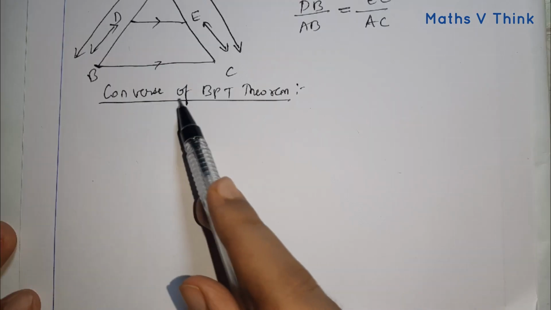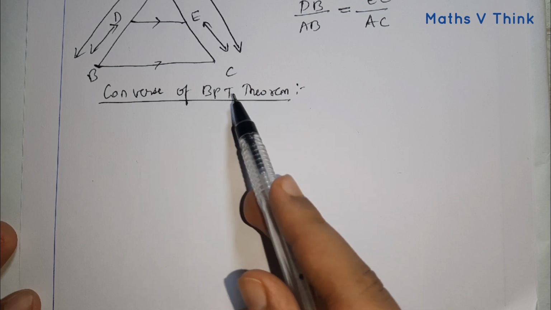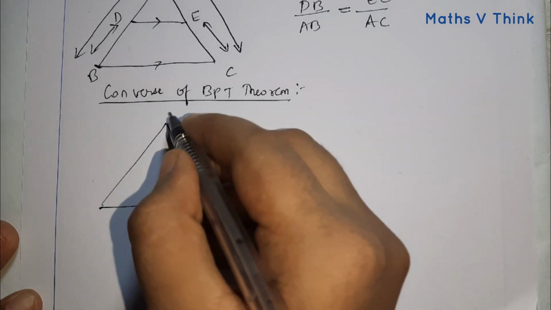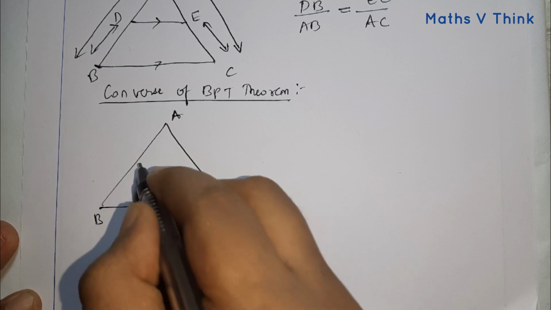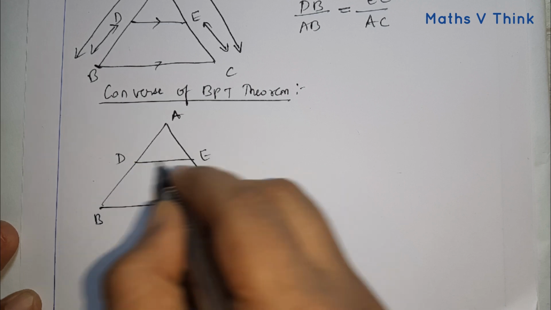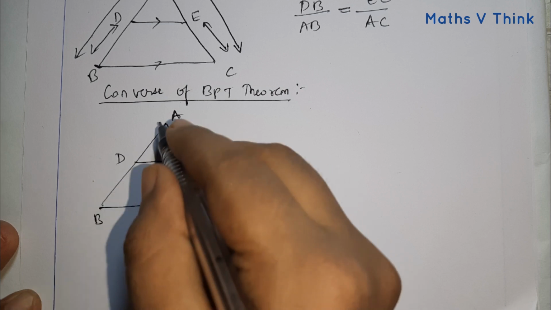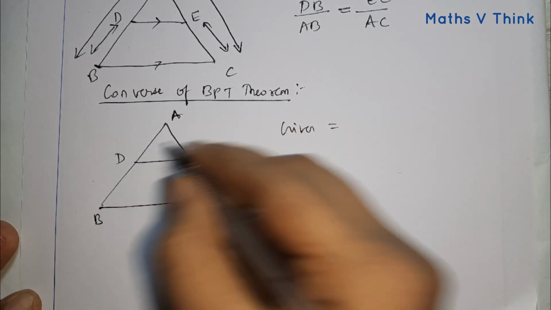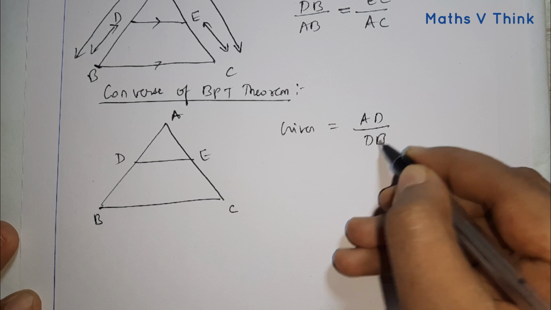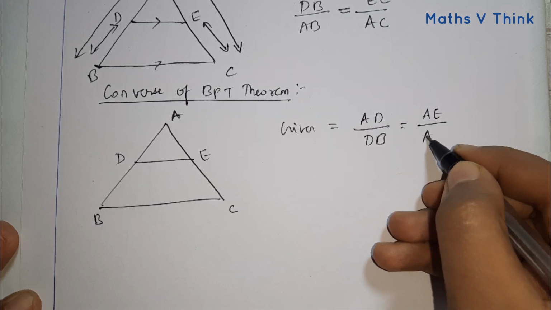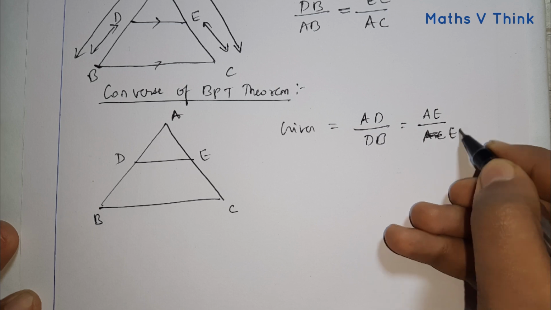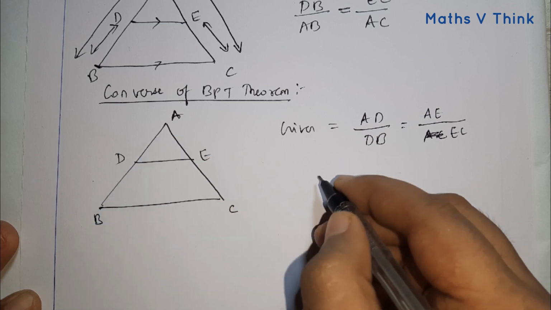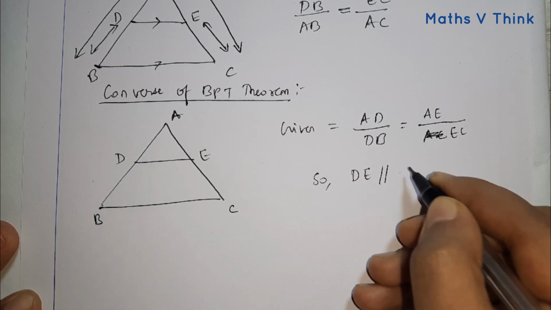Now we will see what is the converse of the BPT theorem, nothing but the reverse of the BPT theorem. In the same way I will show you a triangle ABC, and this line is intersecting AB and AC. The given is that they have already told that AD by DB is equal to AE by EC. So this line divides in the same proportion. So I can tell that DE is parallel to BC.